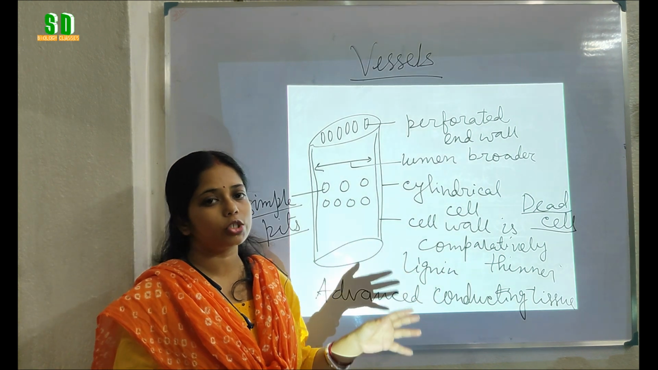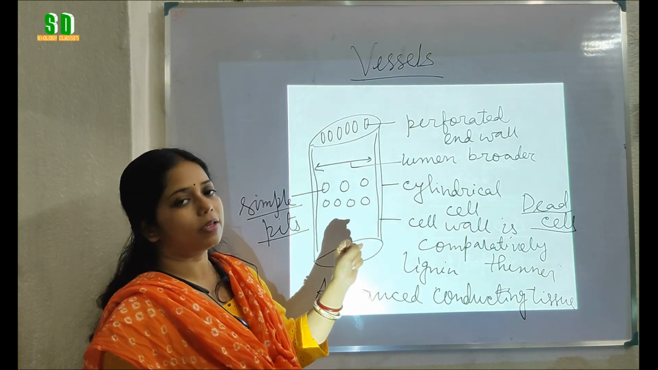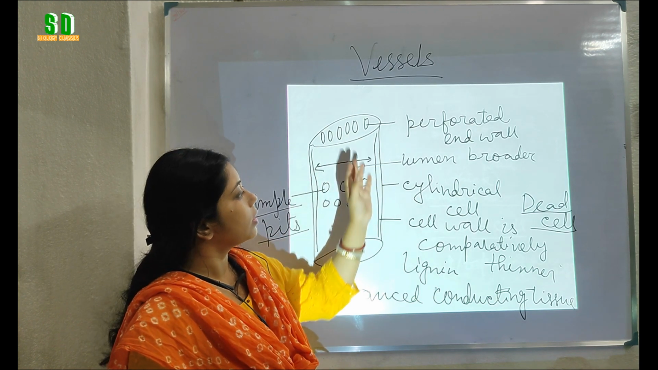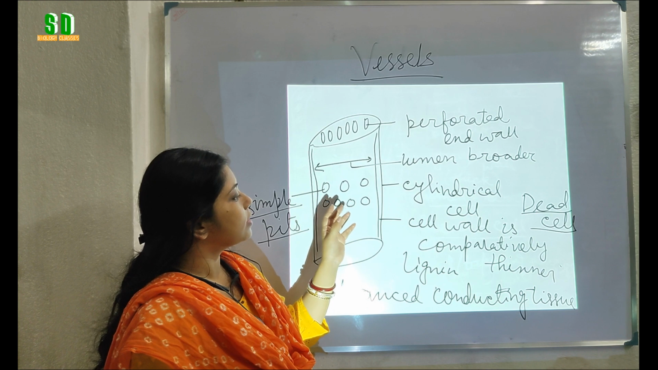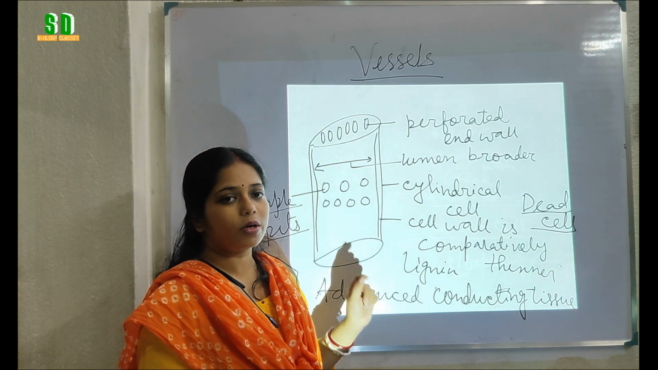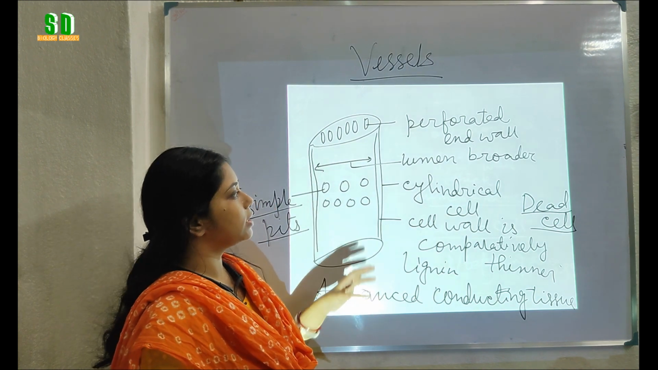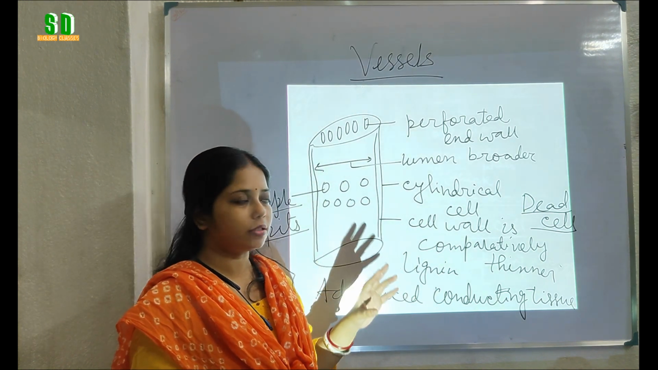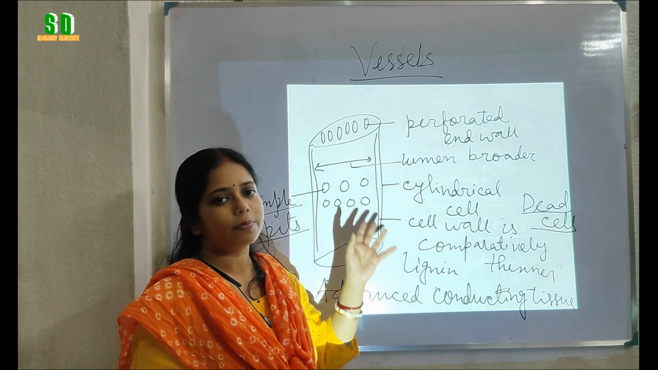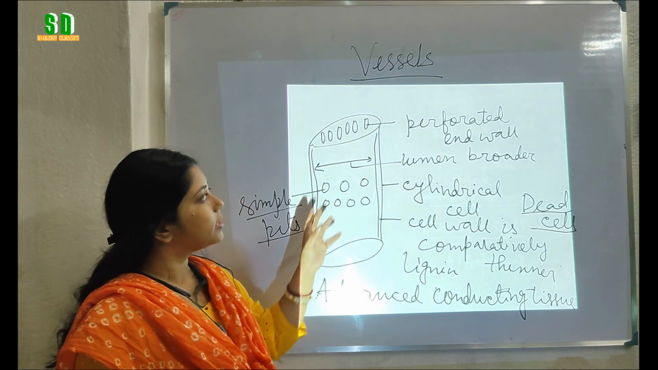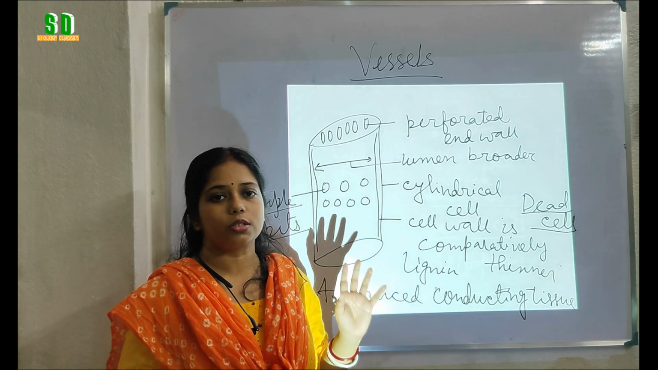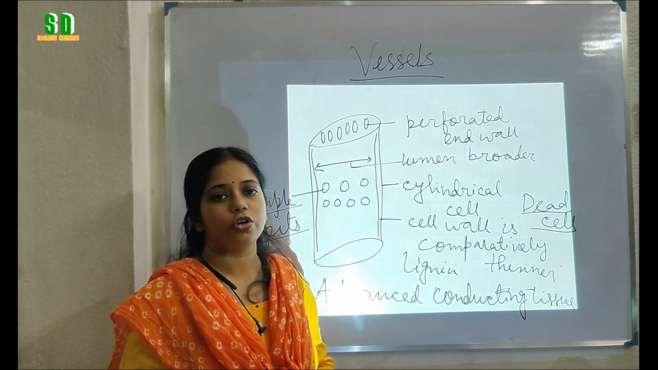So what are the basic features of the vessels? Each member of the vessel, that is the cells of the vessel, is cylindrical in shape. The cell wall is comparatively thinner, and it is also made up of lignin. The cell is a dead cell, that is, at maturity the nucleus and the cytoplasm are lost. At the end wall we get perforation, so they have a perforated end wall. The function of vessels is to help in the conduction of water.